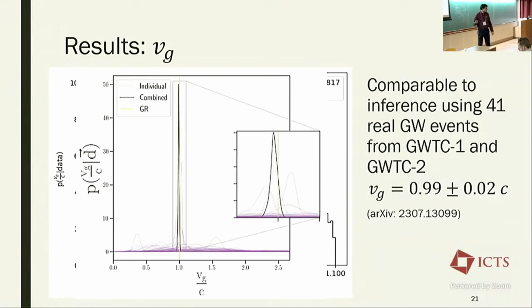And that actually highlights the power of the next generation detector. By just using one event, you can get a constraint which is similar to what we have today using like 50 to a few hundreds of events.